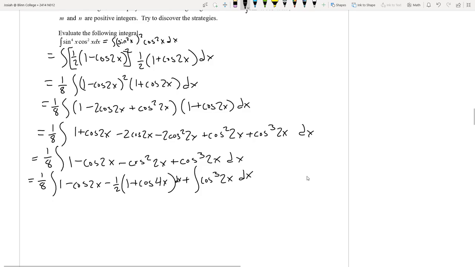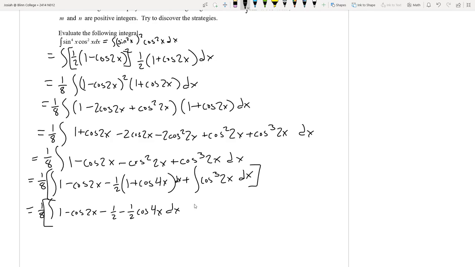All right, so we've got 1/8, multiplied by this whole thing: 1 minus cosine of 2x minus 1/2 minus 1/2 cosine of 4x dx. That's that first integral. Plus, we'll start dealing with this one. This is a cosine to an odd power. I'll split one off: cosine squared of 2x times cosine of 2x.